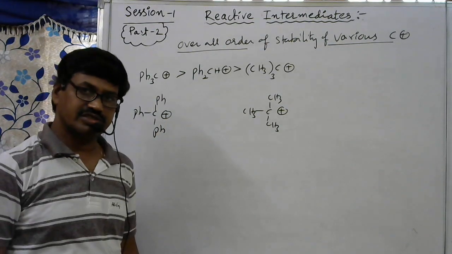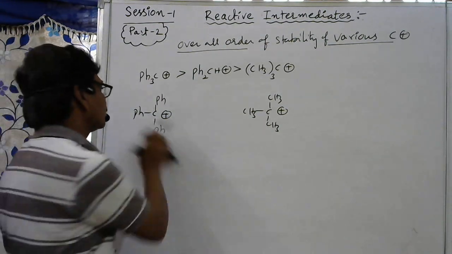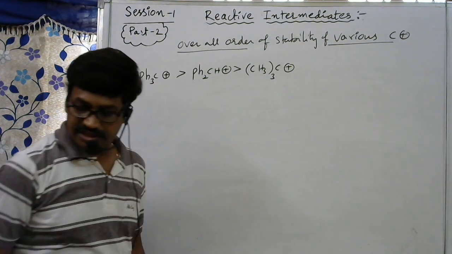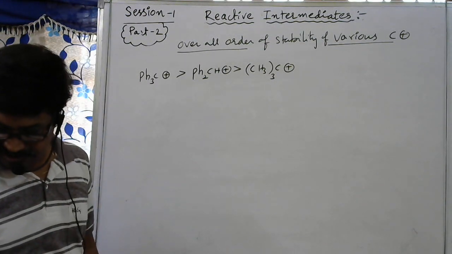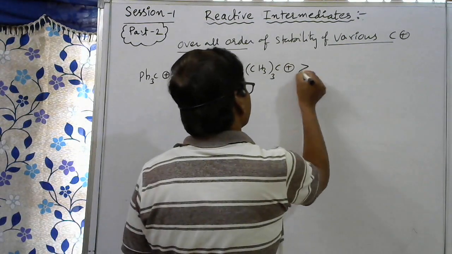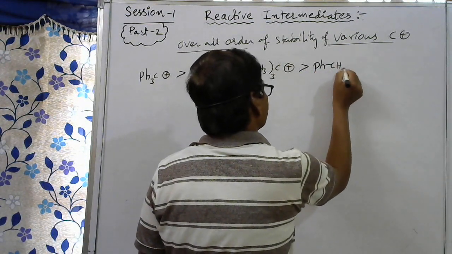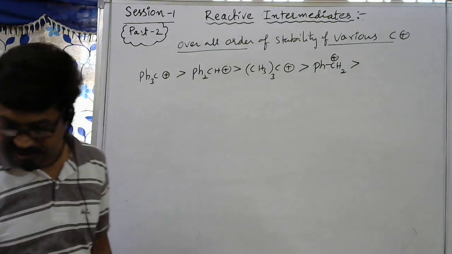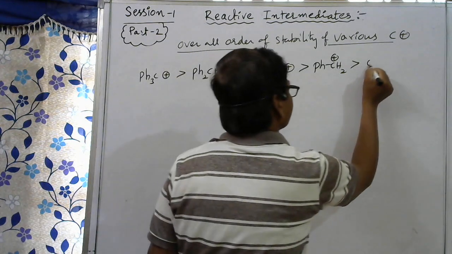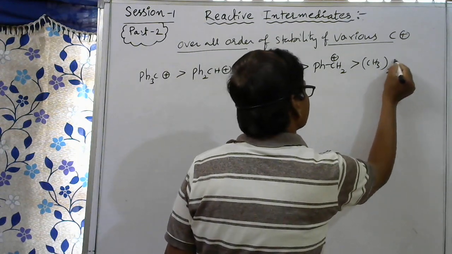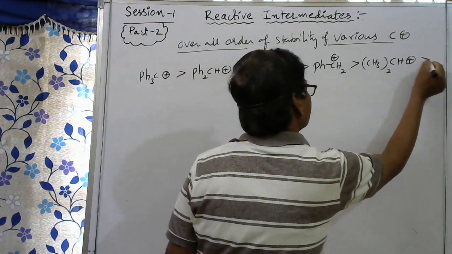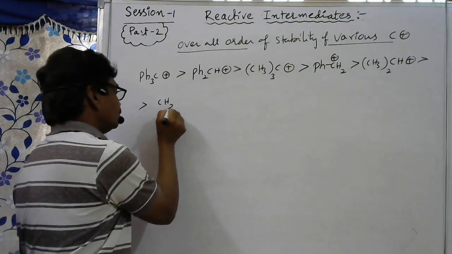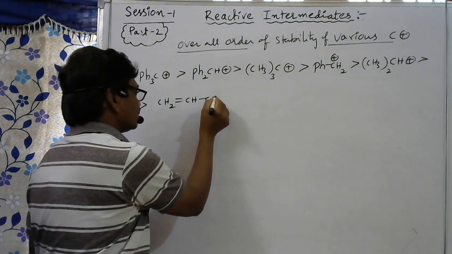Just now we have discussed this, so like this we can write. Short form writing or full form writing. (CH3)3C+, then benzyl carbocation, PhCH2+. After benzyl carbocation, we have secondary carbocation, (CH3)2CH+. This is more stable here. This is more stable than allyl, CH2=CH-CH2+.